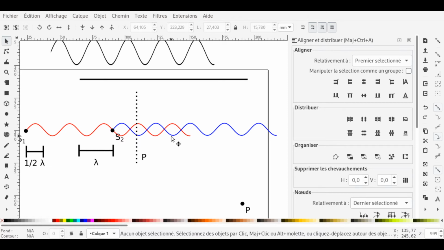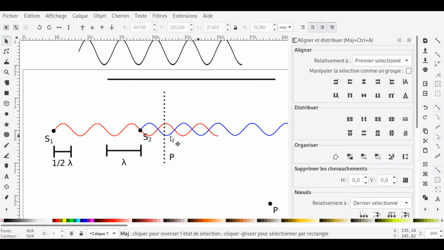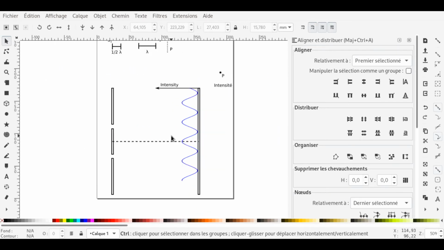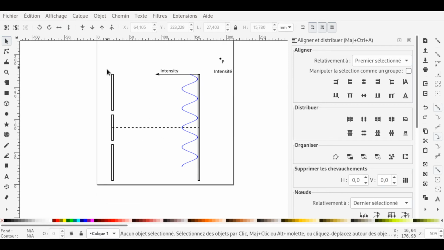So we'll go back to this and apply it to the system we studied. The system we studied was not just two sources out in the wild. We had a system in which we had an obstacle, two slits. And in our little experiment, we saw that on a screen, we had bright spots and dark spots.